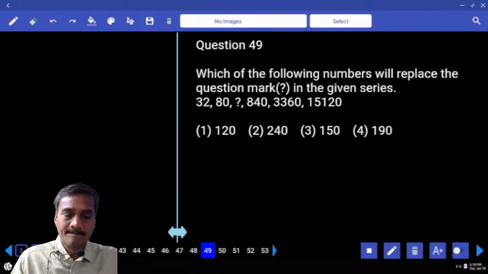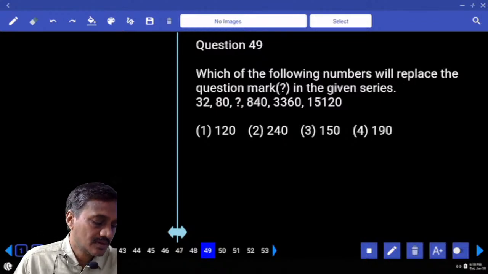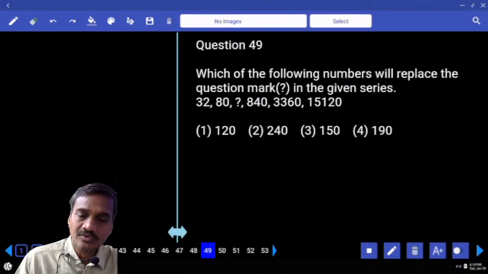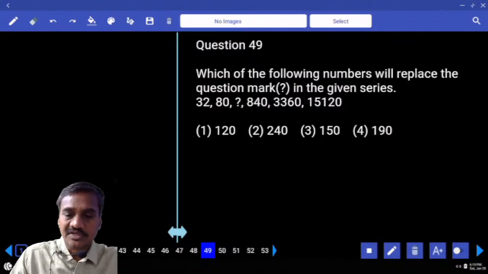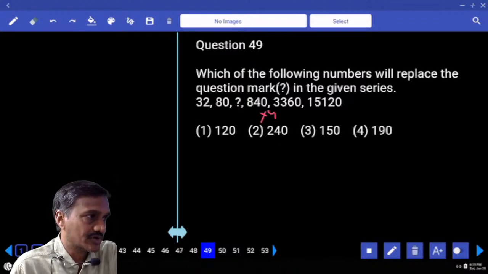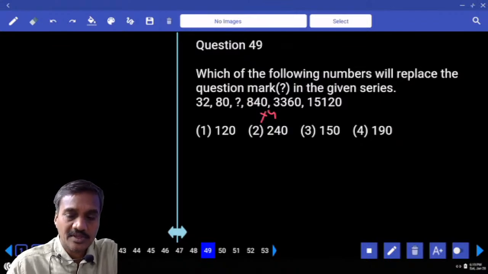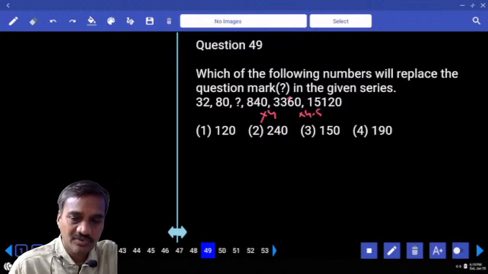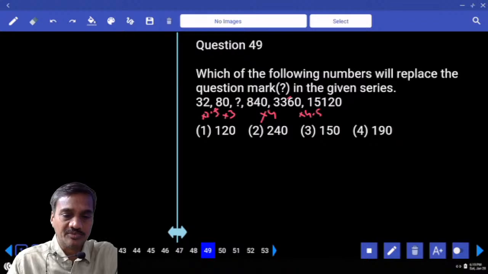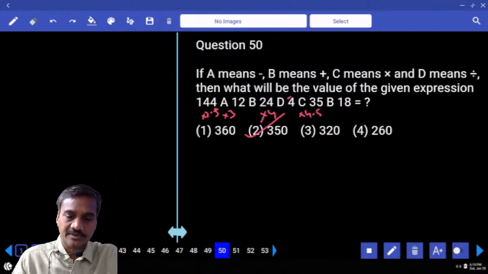Then the 49th one. Did you do 49? Now in this 49, the number series starts with 32 and ends with 15120. Numbers are increasing at a very fast rate. If you observe here, 840 and 3360, this is into 4. 84, 168, 168, 3360. Then from here to here, what is the number here? 4.5, 4, next one 3.5, 3, and this is 2.5 into 2.5 into 3 into 3.5, 80 into 3, 240, choice 2, 49.